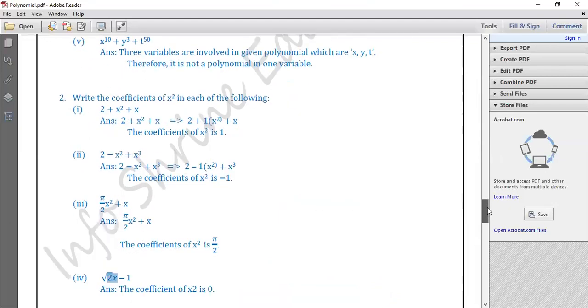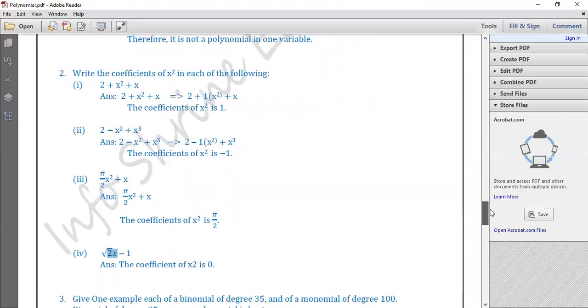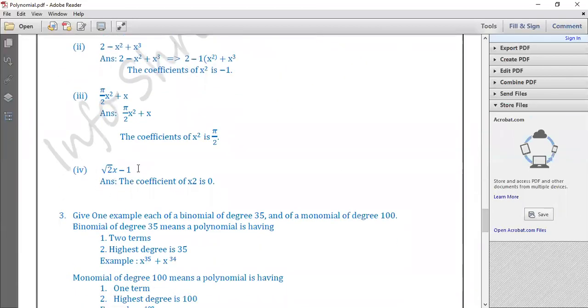So since there is no x, in the question they have asked only for x square. But here we don't have x square. We just have 2 root x minus 1. So the coefficient of x square, by mistake I have written it as x2. It is not x2, it is x power 2. The coefficient of x square is 0. Okay, so since there is no x square here, it is 0.